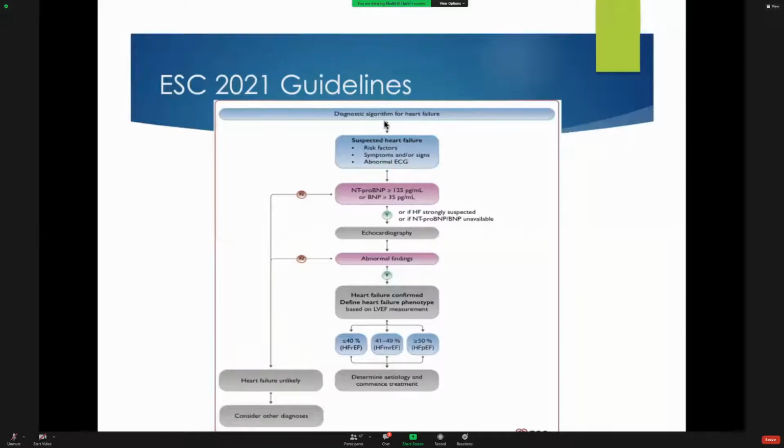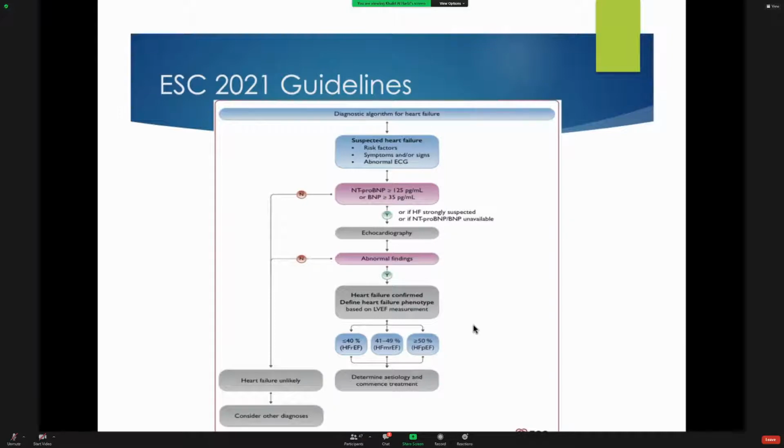Here is the algorithm to diagnose heart failure. So this is the European guidelines. If you suspect the patient has heart failure, you will order the BNP. If the BNP is high, heart failure is suspected, then you will order the echocardiogram. And then depending on the echo, you will decide whether this patient has heart failure with reduced ejection fraction, moderate ejection fraction, or preserved ejection fraction. Then we have to determine the etiology and commence the treatment for those patients.